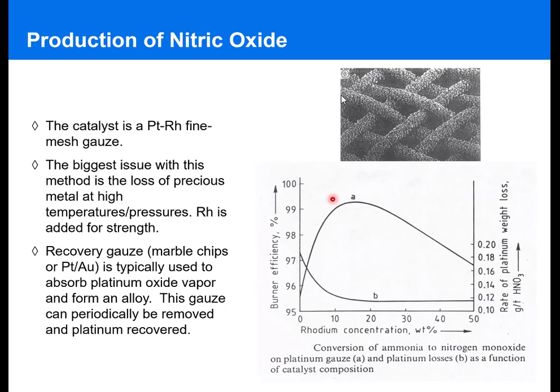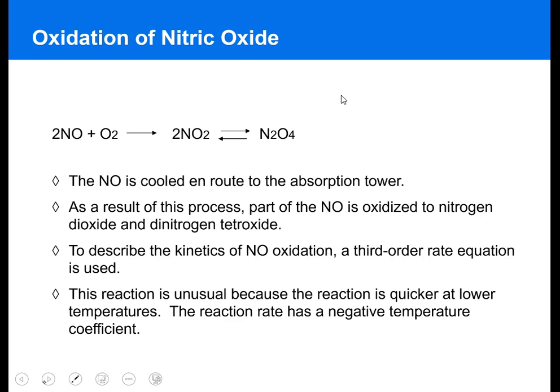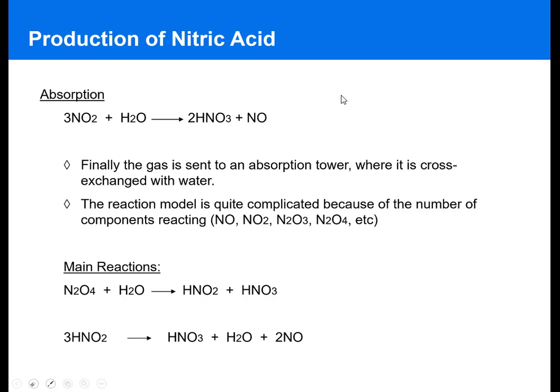A further step to decrease the loss of the catalyst is using a recovery unit that is made of marble chips or platinum gold alloys to absorb the platinum oxide vapors and recover the lost platinum. The second step involves the oxidation of nitrous oxide to nitric oxide with oxygen. Before this step is conducted, the nitrous oxide stream has to be cooled. And this reaction is actually unusual because the reaction is quicker at lower temperatures and the reaction rate has a negative temperature coefficient. The last step involves the absorption of nitric oxide in water to form nitric acid.